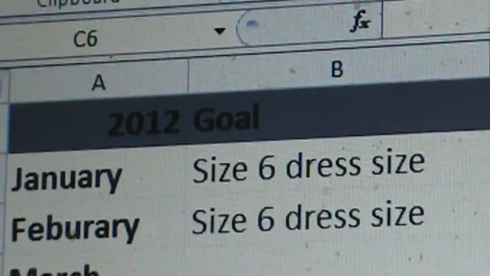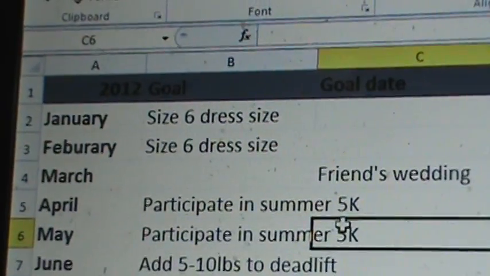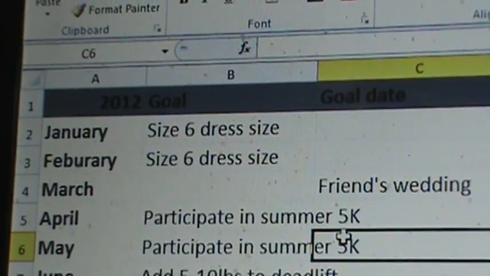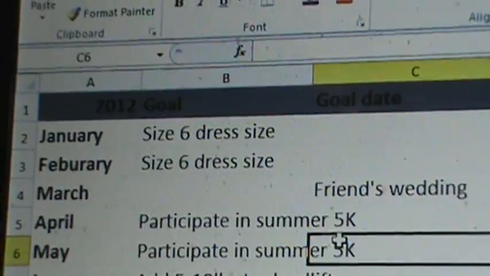This is Chris K with a basic overview of the goal setting calendar tool, just a basic thing that I created in Excel to keep things focused with goal setting, really for anything.